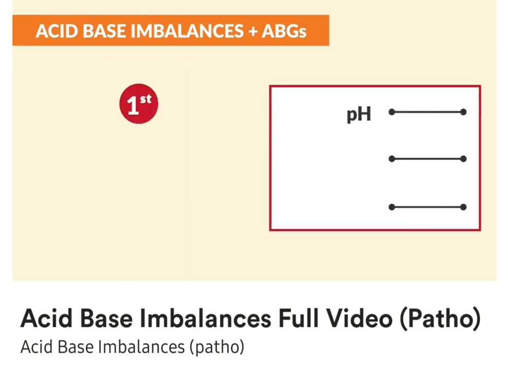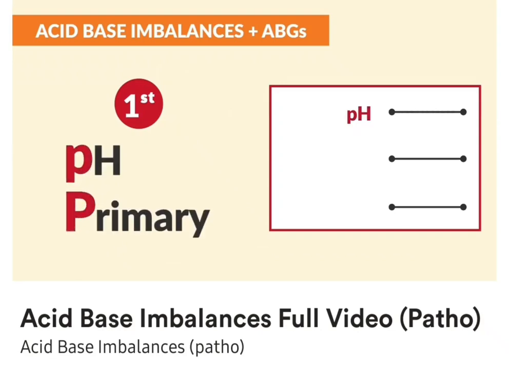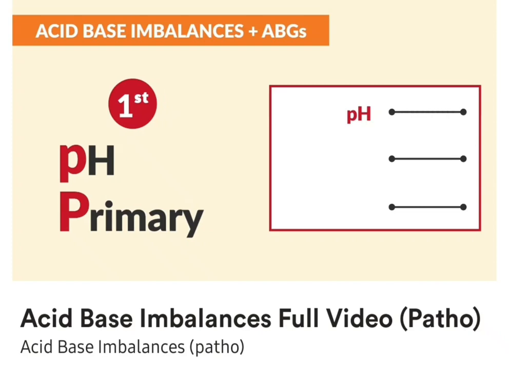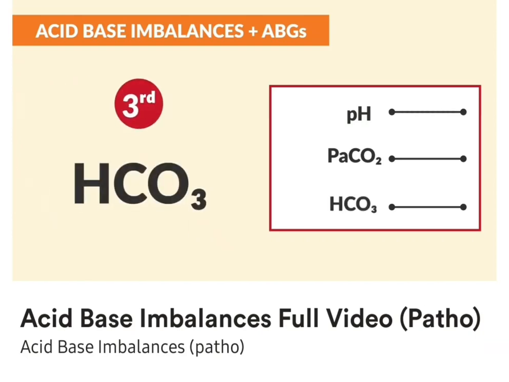Starting with the names here first on the left side. pH is on top. So just think pH is primary because it comes first. CO2 is second. So you see the 2 there. So that's how you know it comes second. And HCO3, well, just look at the 3 there. That's how you know it's the third one down.